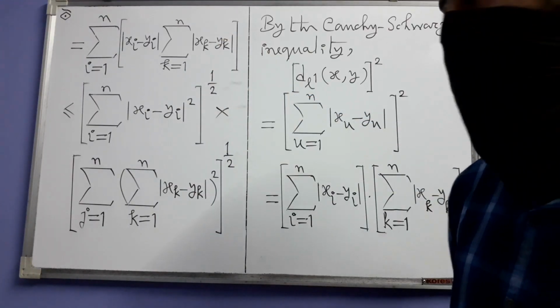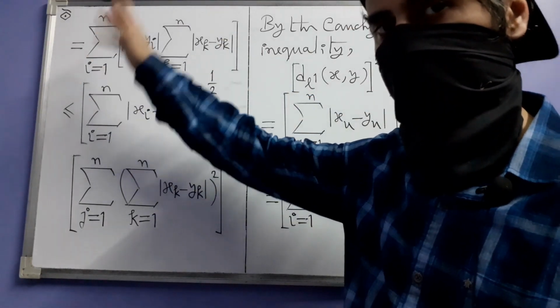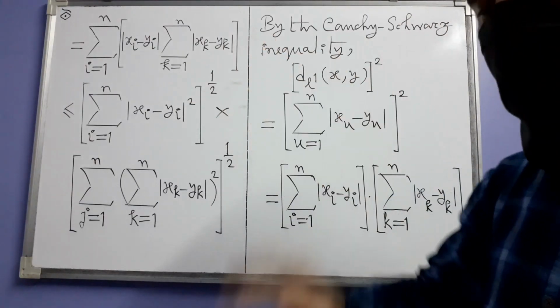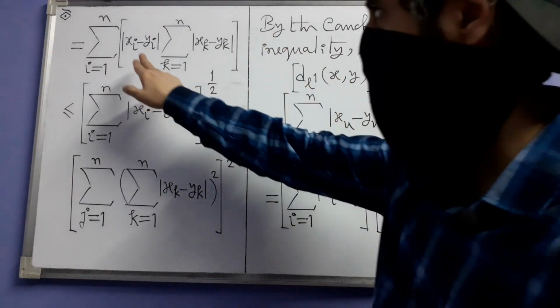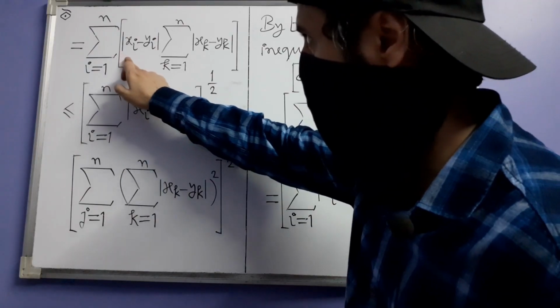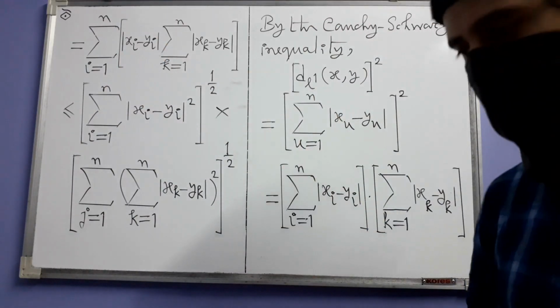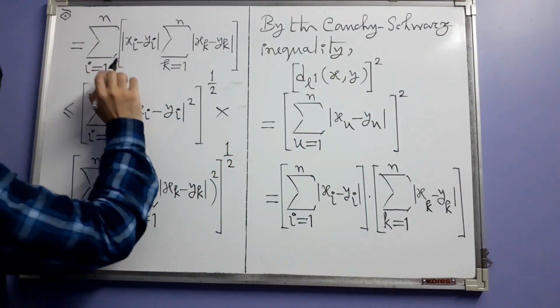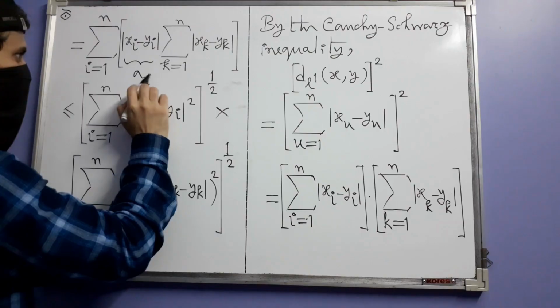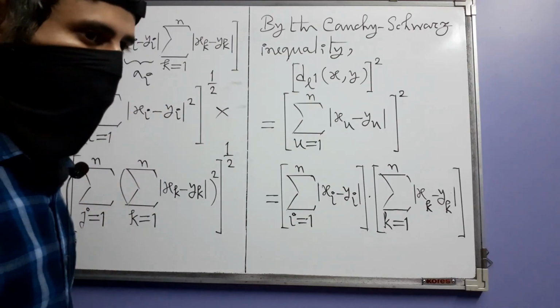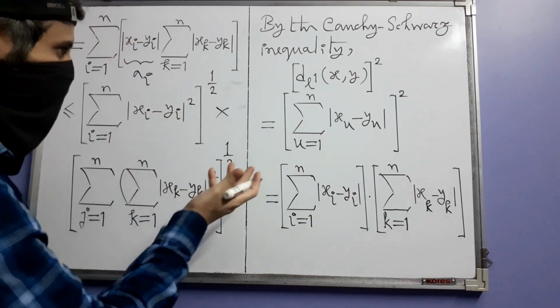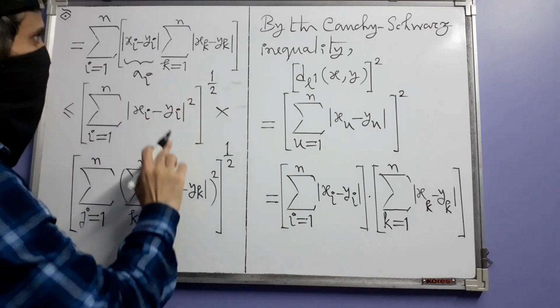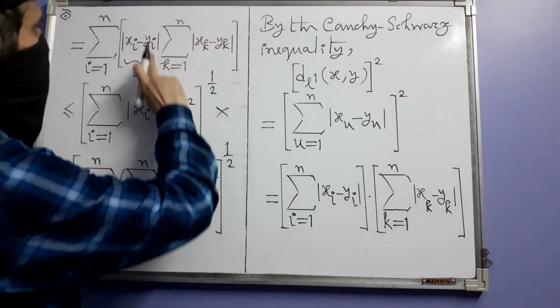What is our ai? We have a summation and the mod is there outside. We are imagining that because everything is non-negative, ai is mod xi minus yi. In fact, let me write. Okay, so say this is our ai. And what is our bi? Each bi is equal to this sum.